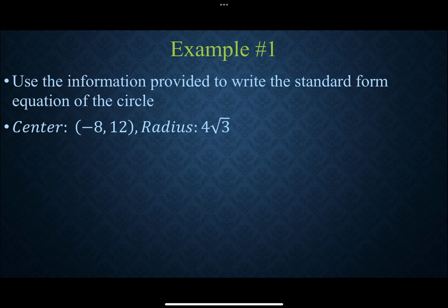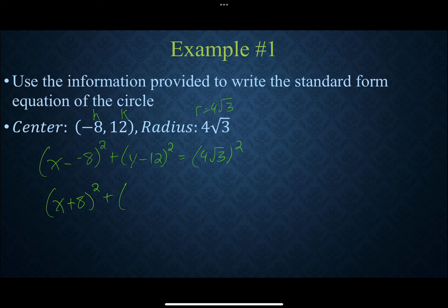So there's 3 different types of equation writing that we'll be doing with the circles. I'm going to give you the center and the radius. So the center tells you h and k, and the radius obviously tells us r. We just fill into our formula, so it's x minus h squared plus y minus k squared equals r squared. So you're going to find that the expression is always going to be the opposite sign of the number. So h was negative 8, that's why it's x plus 8. K was positive 12, that's why it's y minus 12.